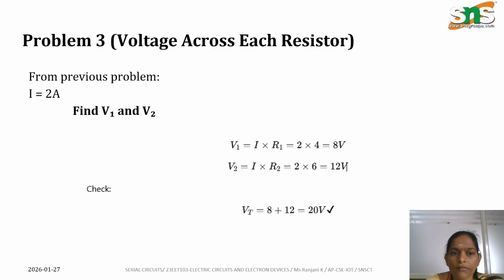Next, from the current, what we got is that I equal to 2 amps. Let us see the voltage drop across each resistor. So here the resistor values are 4 and 6, and V1 equal to I into R1. So here 2 into 4 is 8 volt, and V2 equal to I into R2, that is 2 into 6 is 12 volt. So the total voltage is 8 plus 12, that is equal to 20 volt.